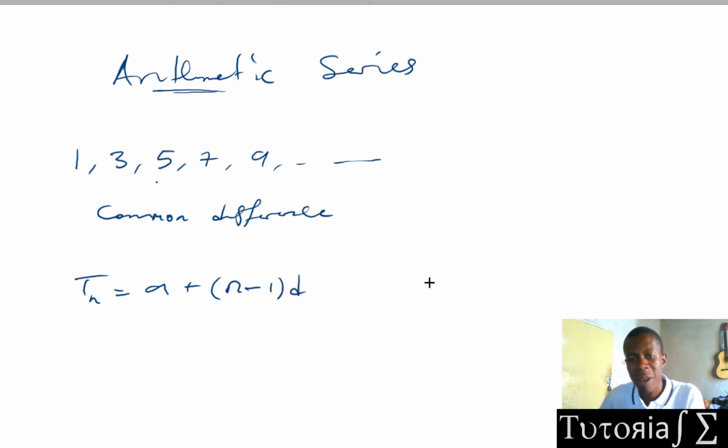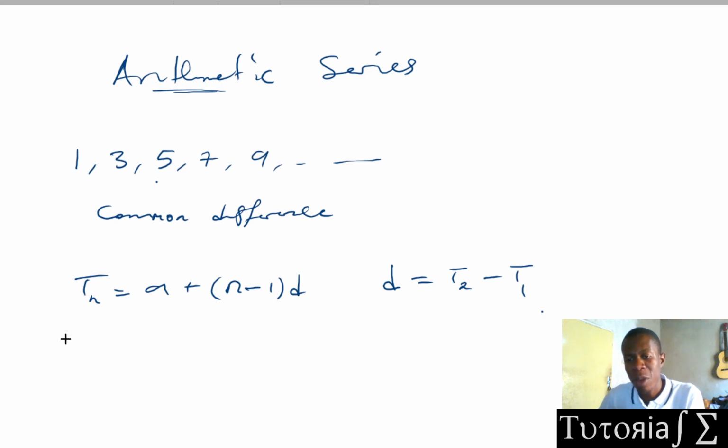How do you find the common difference? You take term 2 minus the preceding term. We simply subtract the preceding term from the next term. So the next term minus the preceding term is how you find the common difference.